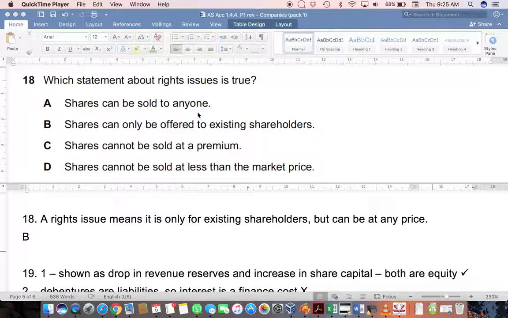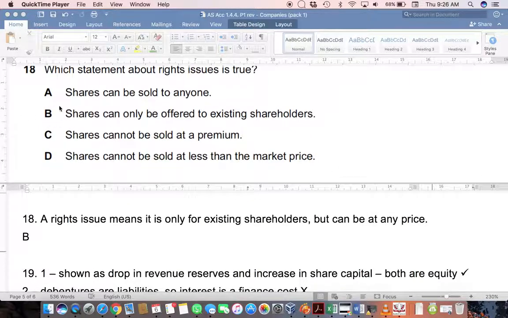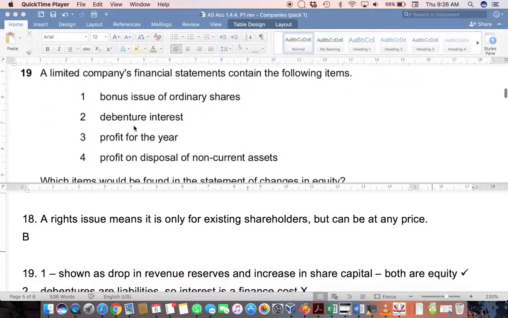Shares can be sold to anyone would only apply to a public company that's issuing general shares, not just a rights issue. So we do like the answer B. Shares can only be offered to existing shareholders. But let's just check the others over here. Shares cannot be sold at a premium and cannot be sold at less than market price. That's irrelevant. Both of those are actually incorrect, because if you have a rights issue, you can issue it at any price you want to, but it's just that you have to issue it to the existing shareholders first. We would therefore choose B as our answer.